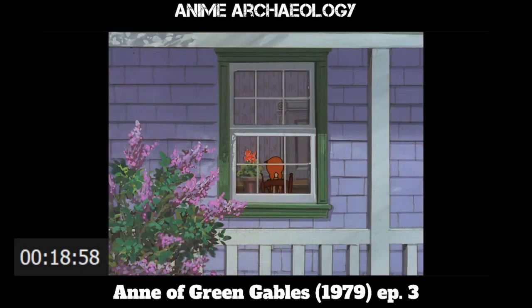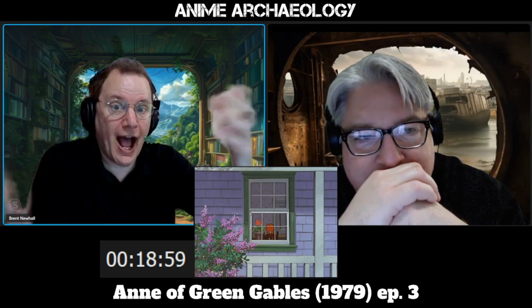Okay, so how many moving parts are in this shot? No kidding. We've got the porch, the wall, and I think the back wall as well. Yeah, all four of them. Wow. And to your point, for a shot of the house and just Anne in a window, it's just a reminder of Anne being inside, but what a complicated shot.